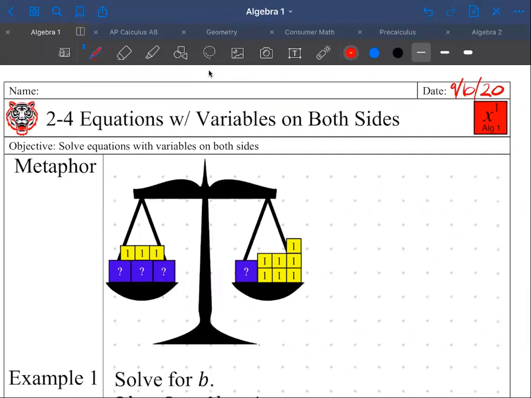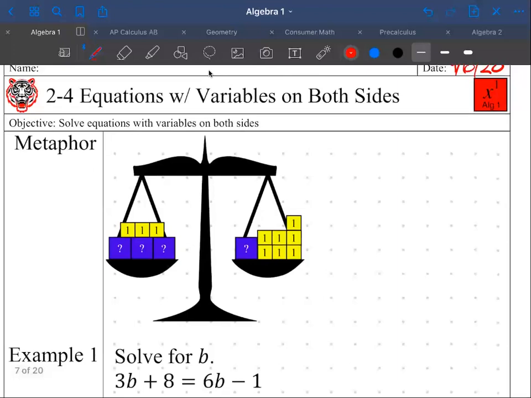All right, so I can do the objective. It's pretty straightforward. Just solve equations with variables on both sides. And again, we're starting with a metaphor. These get harder and harder throughout all of algebra, and eventually when we hit Algebra 2, we'll have even more complex types of metaphors, I guess.